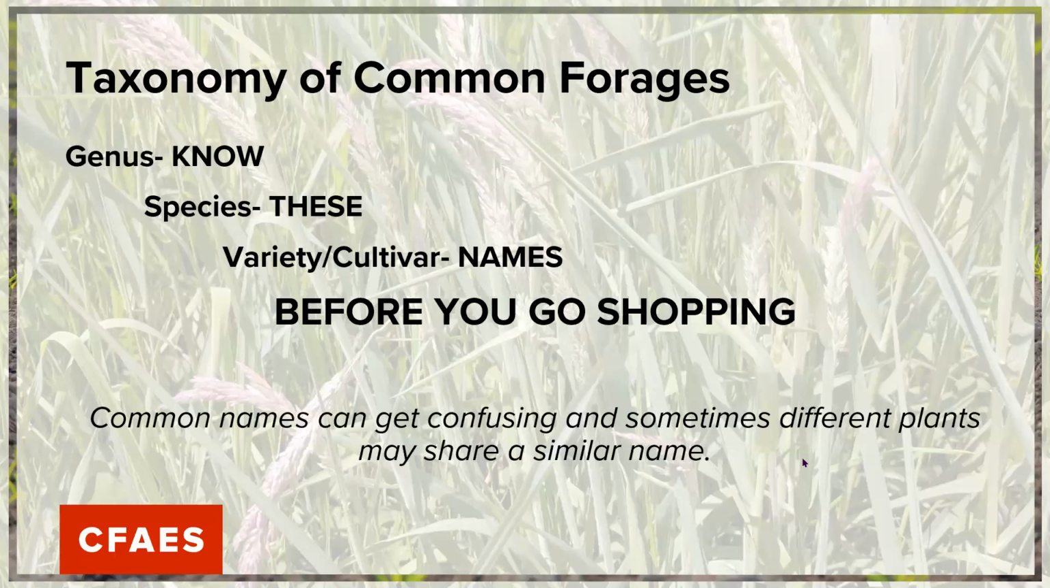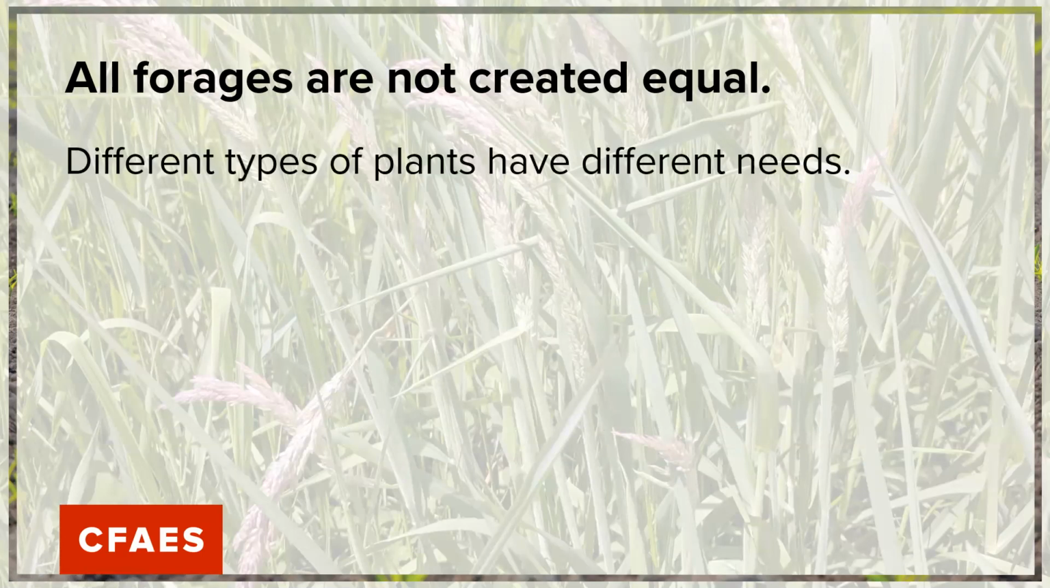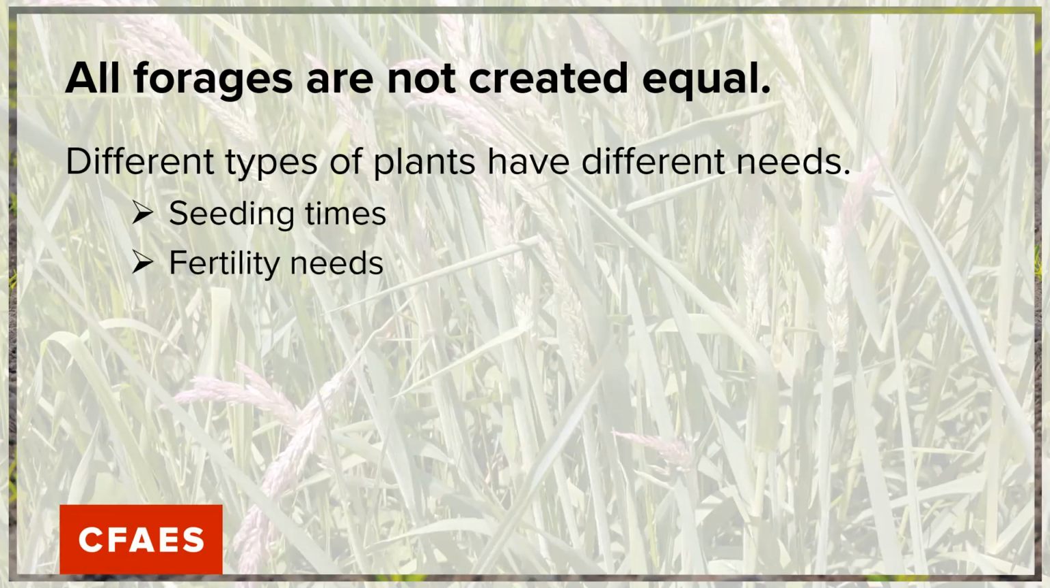It's important to remember that all forages are not created equal. As we've talked about, the different types of plants tonight and their physiological differences and morphological differences, there are concerns related with each type of plant. What they need or what they want to be most successful in your grazing system will vary. They will have different seeding times depending on what type of growth habit they have, or whether they're a cool season or a warm season. Many of them will have different fertility needs because they allocate nutrients differently.